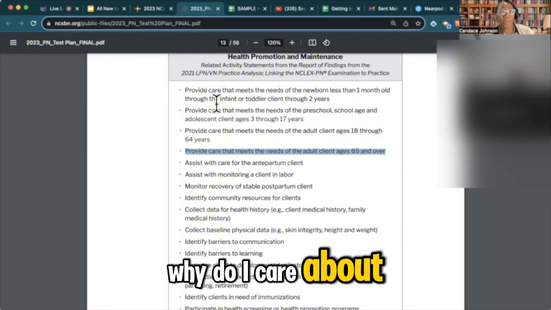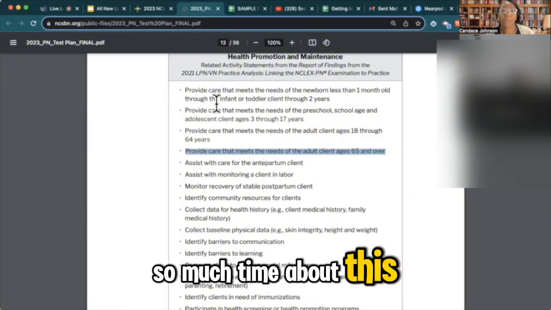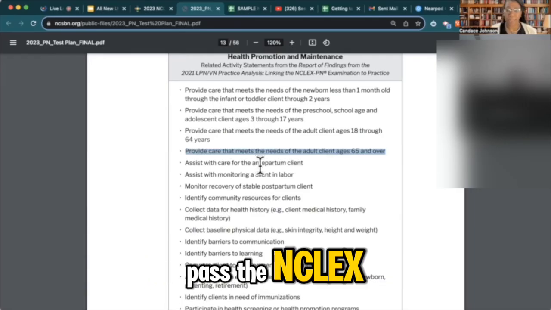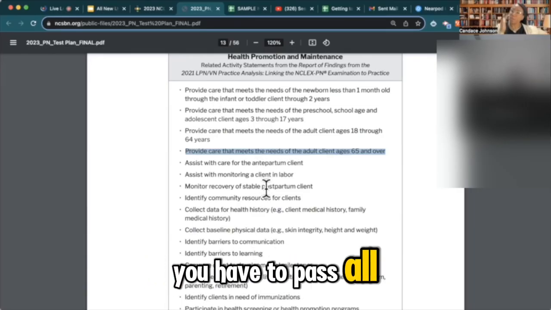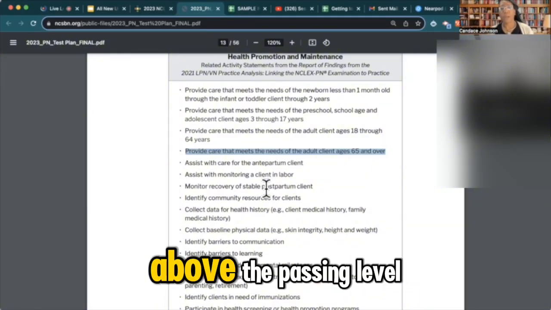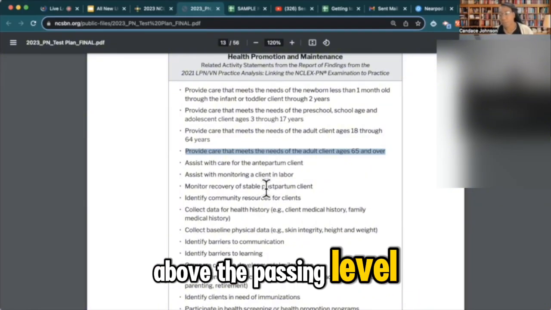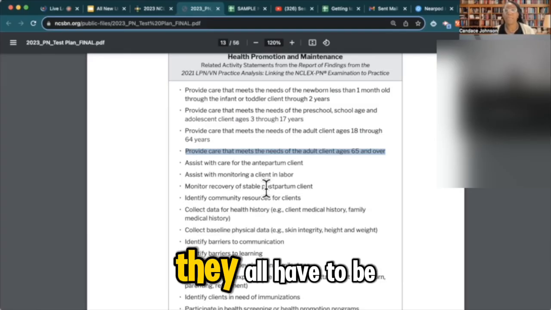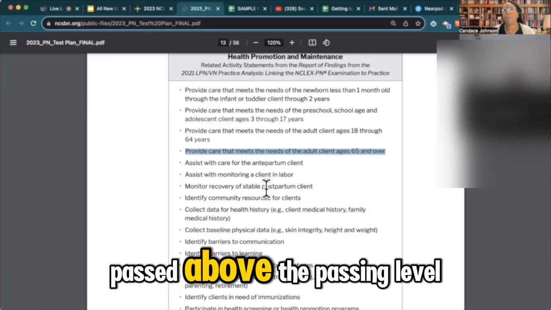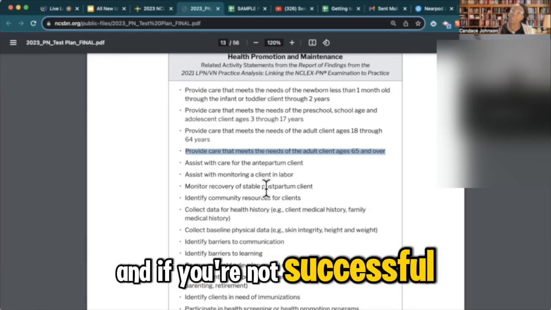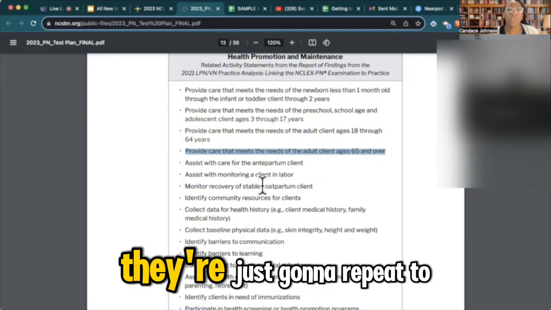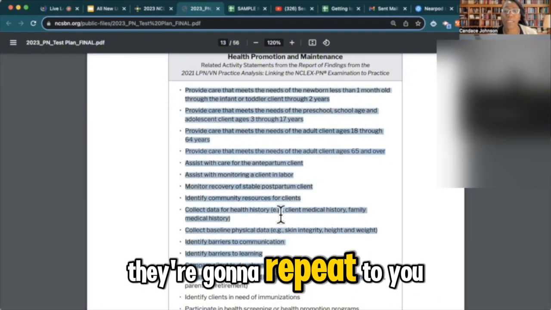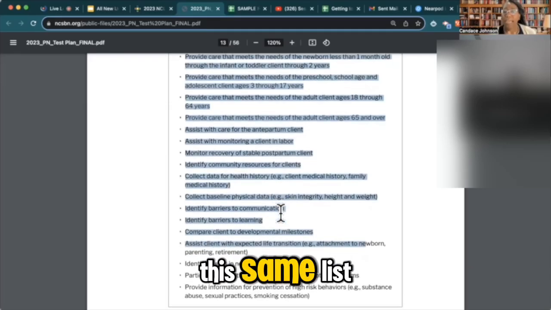Why do I care about this, and why am I spending so much time on this? Because in order to pass the NCLEX, you have to pass all 8 of these categories above the passing level. Not near the passing level or below the passing level. They all have to be passed above the passing level. And if you're not successful on the NCLEX, they're just going to repeat to you what you got wrong. They're going to repeat to you this same list.